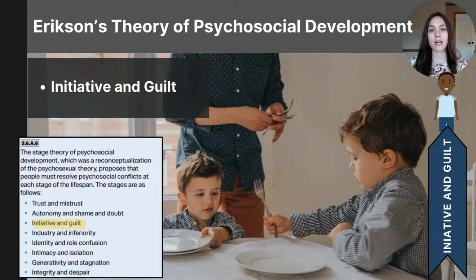So a child might take initiative to plan an activity. They might ask lots of questions and inquire about things. And if a child is encouraged in their taking of initiative and their leadership skills, they're going to have a more positive outcome. If they're criticized or discouraged when they ask lots of questions or they try new things, they might develop guilt and they might hesitate to try new things.